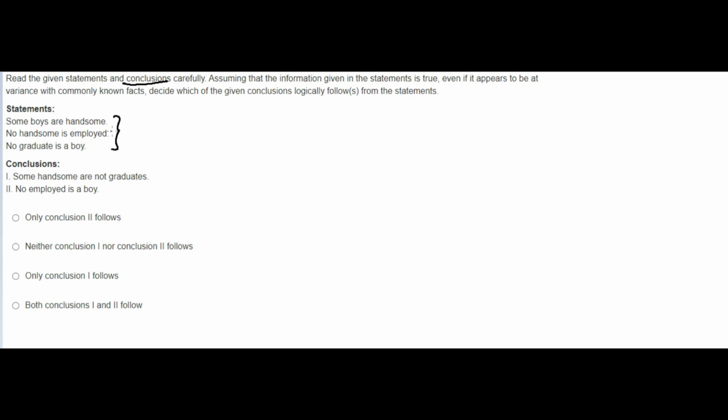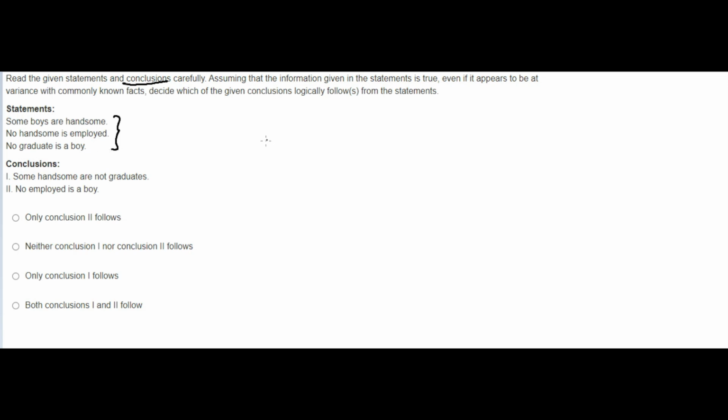It shows that some boys are handsome and no handsome is employed. So what they say means if the boys are handsome, they are completely unemployed. If the boys are looking good, they are not employed. Confirm. And what they say, no graduate is a boy. All the boys are not graduates. So that is very important.